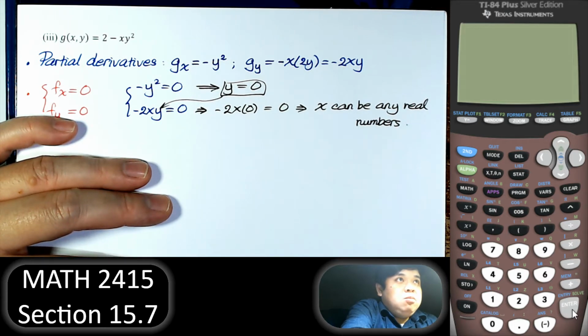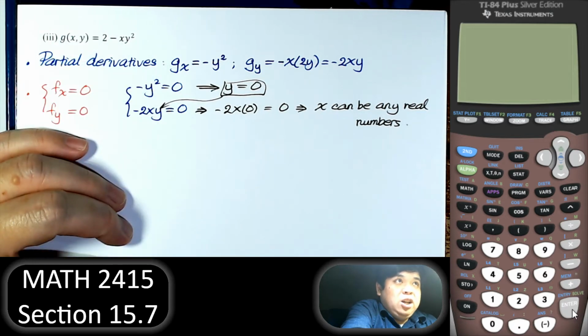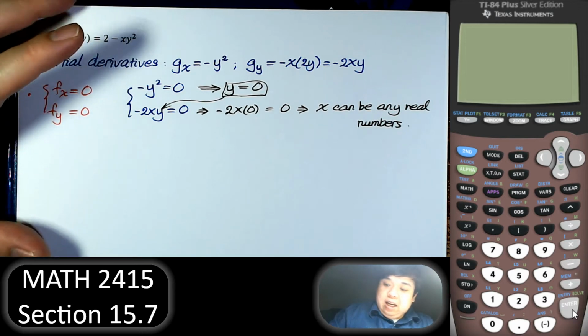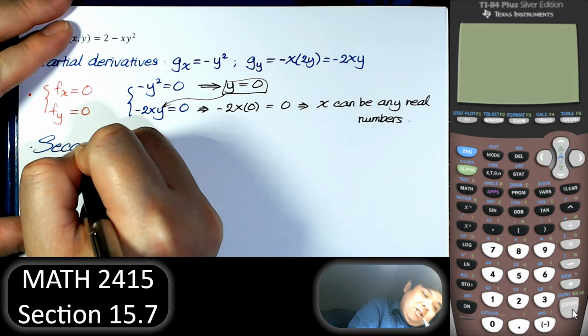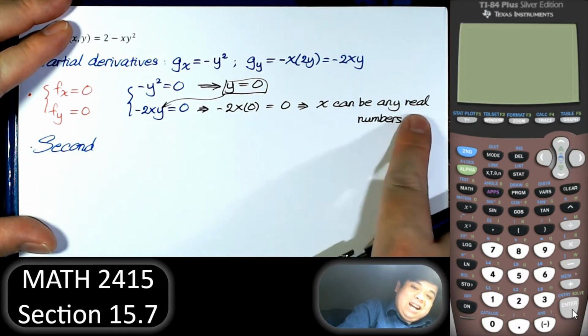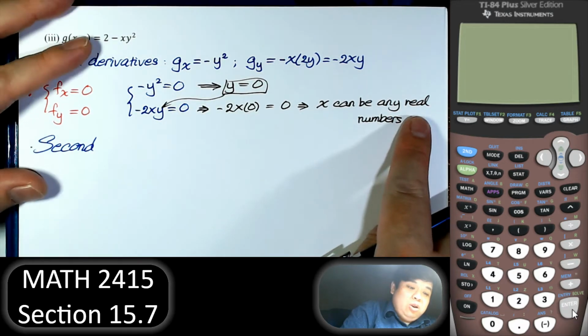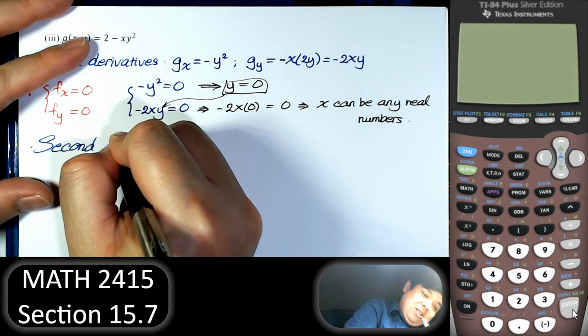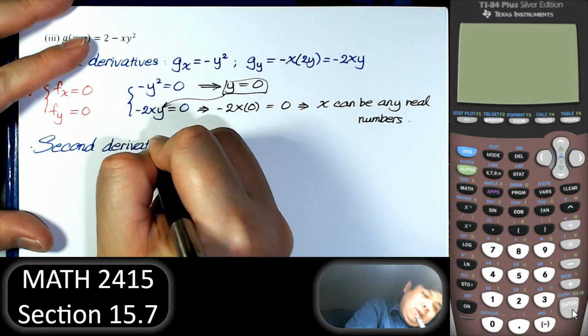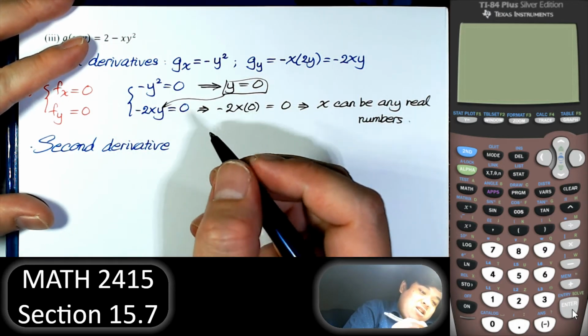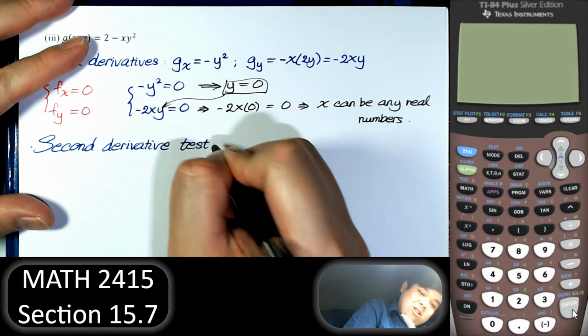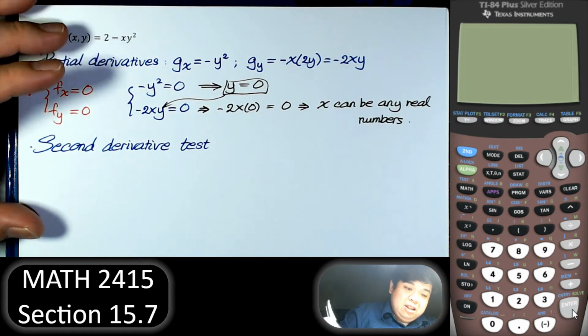So all real numbers, it doesn't matter. If we have y equal to 0, both equations equal 0. That's what we know of. Interesting. Let's go to the second derivative test and see what happens. We have x can be anything, y equal to 0. So what is that? If y equals 0 and x can be anything, that must be the x-axis. Right, do the second derivative test.